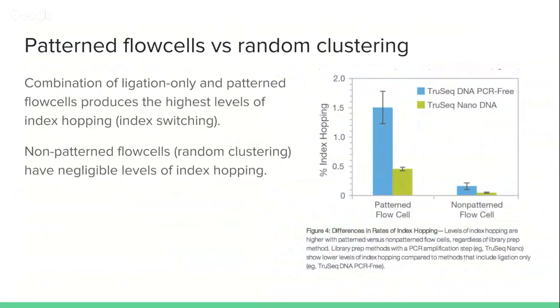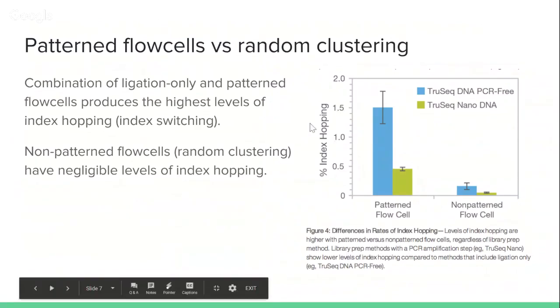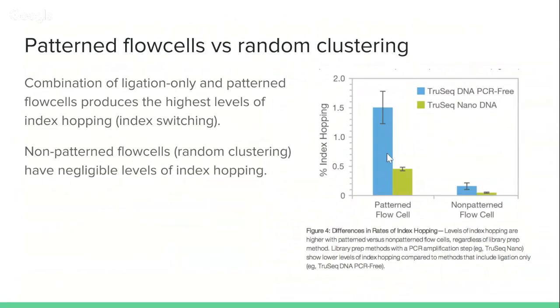The pattern flow cell versus random clustering had more of this index hopping percentage, and more so when you had PCR-free applications. PCR-free is essentially a method of preparing your library with Illumina adapters so that you can put it through the sequencer straight away without having to amplify the sample. And it produces high quality data. It doesn't produce any errors caused by the polymerase through the amplification process.